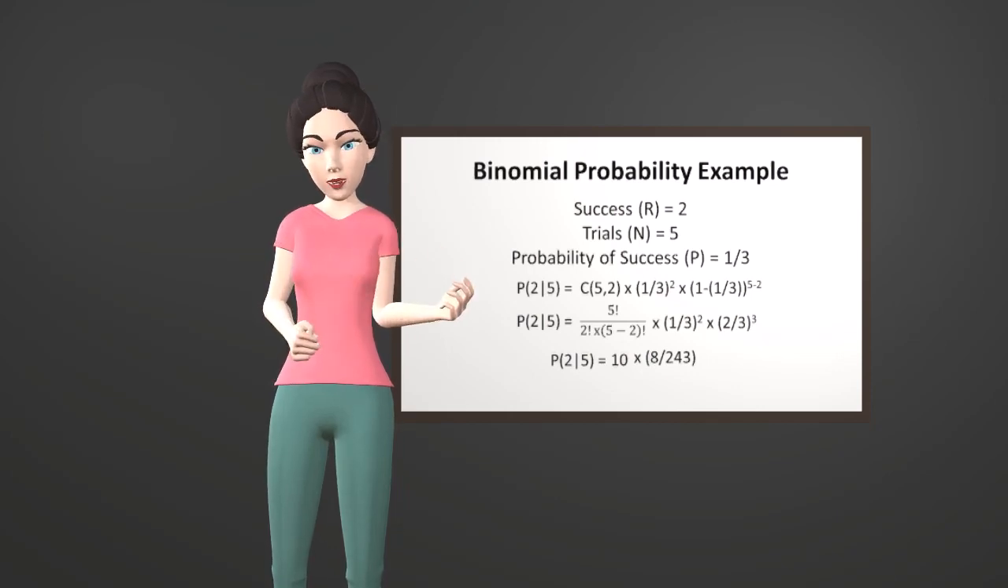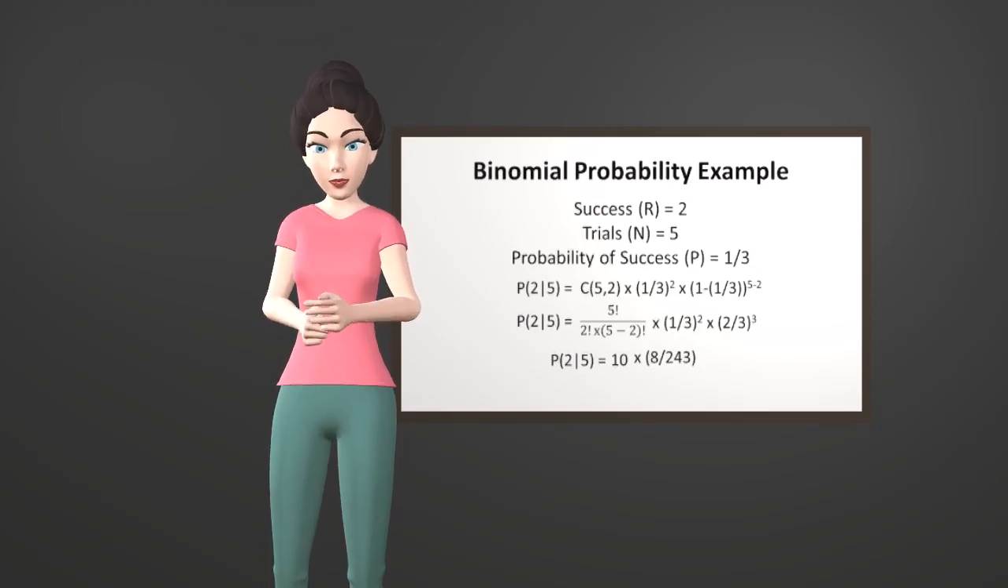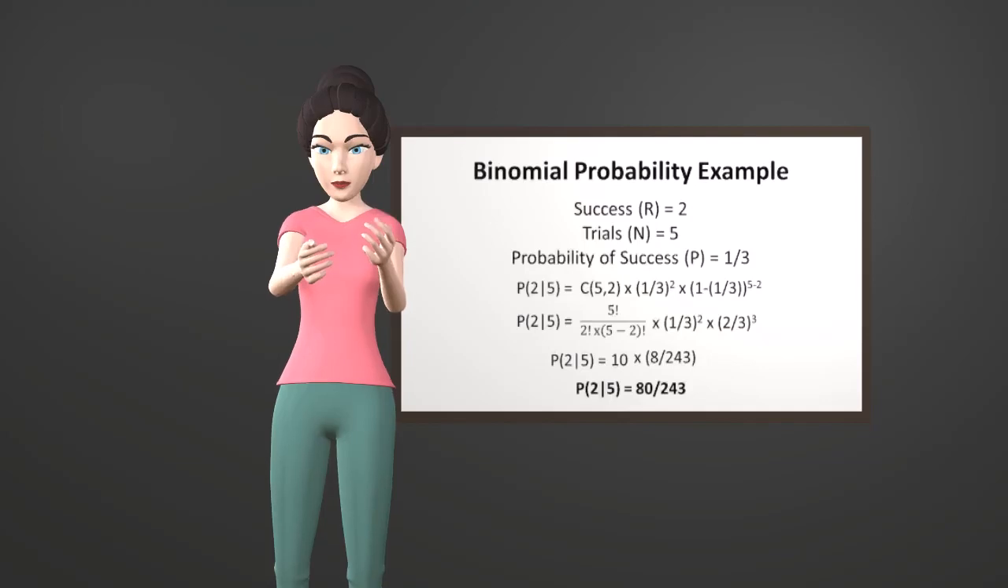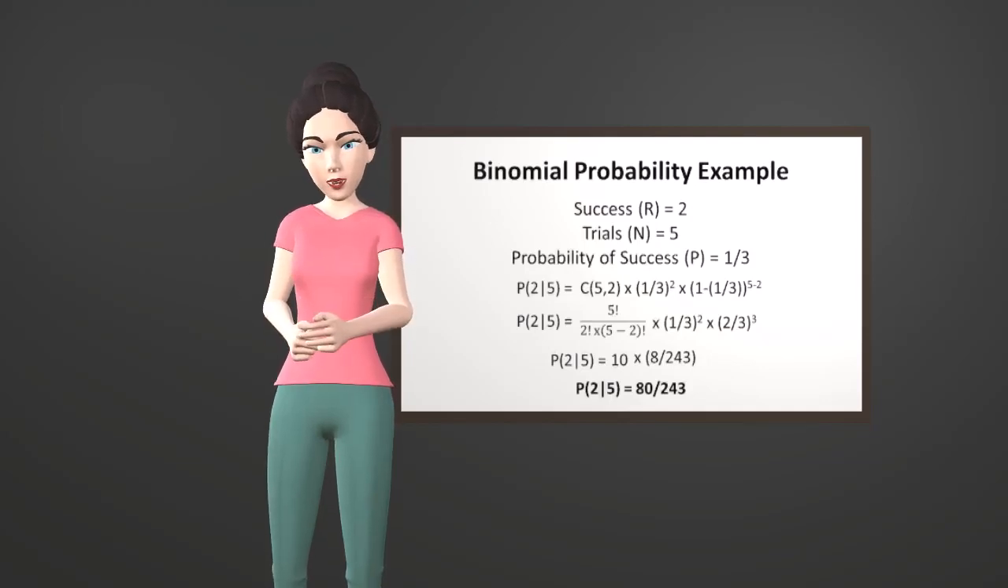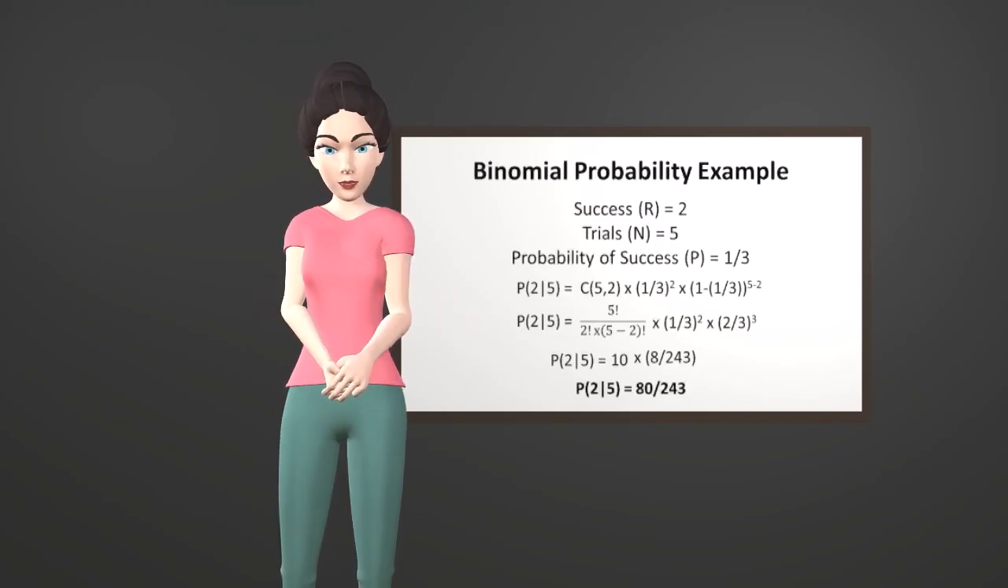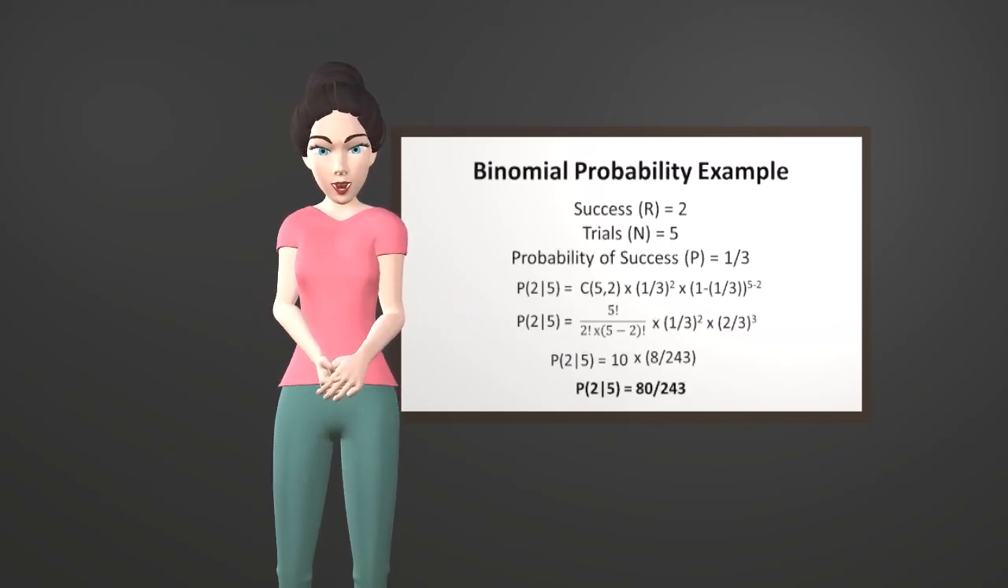We get 10 times 8 divided by 243, which equals 80 divided by 243, or about 0.33. This means you have about a 1/3 chance of rolling a die 5 times and getting 5 or 6 to come up exactly 2 times. Now you know how to determine the probability of R successes out of n trials when the probability of success is p.